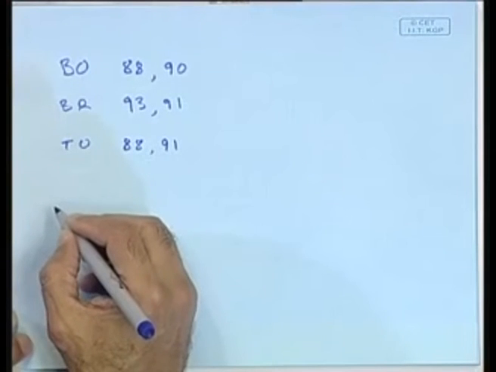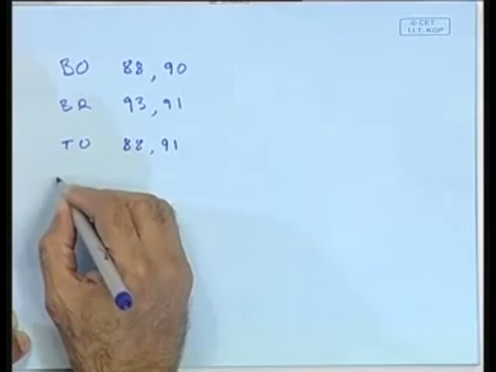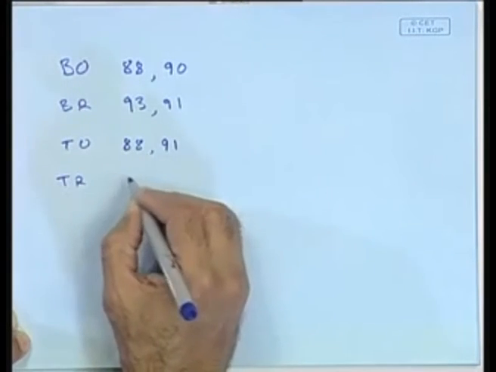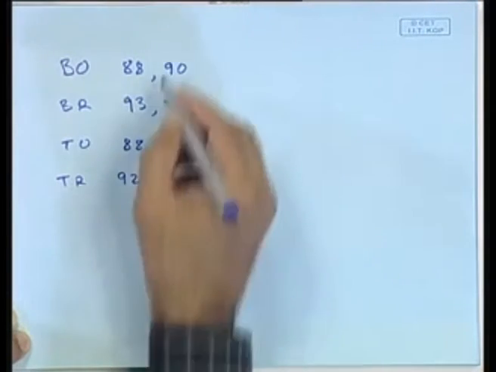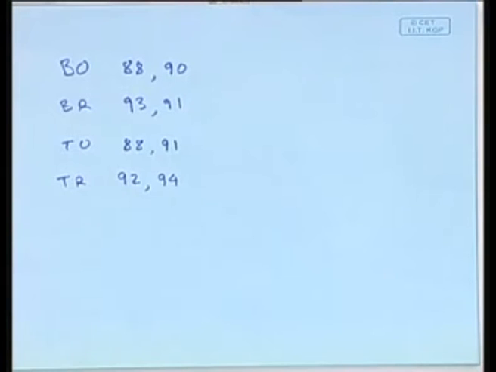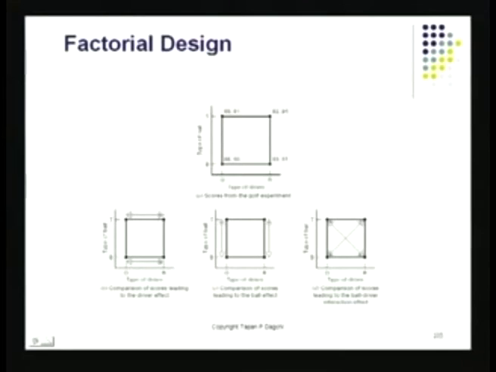And for my basically TR combination, my scores are going to be 92 and 94. This is the data that I recorded. Now, of course, I have to do my calculation because I have to find the effect of, for example, type B ball, type T ball. I have to find the effect of using the O driver as opposed to using the R driver. We have to find that.